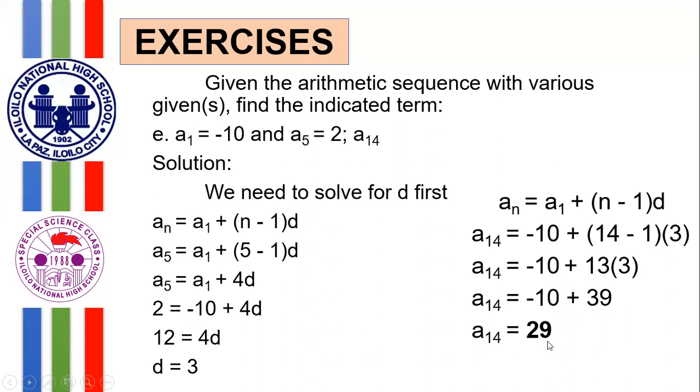Hence, if you are going to write the terms of the sequence and follow the conditions stated earlier, I'm sure that the 14th number that will be on your list will be 29.